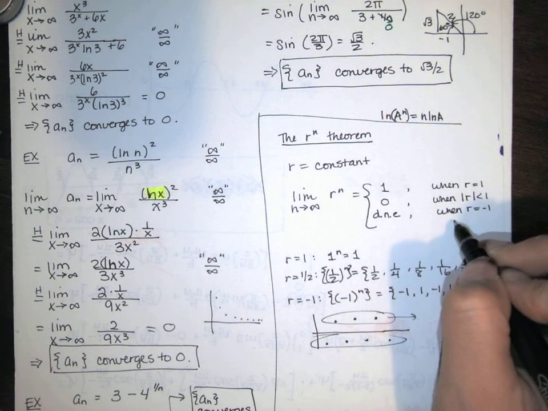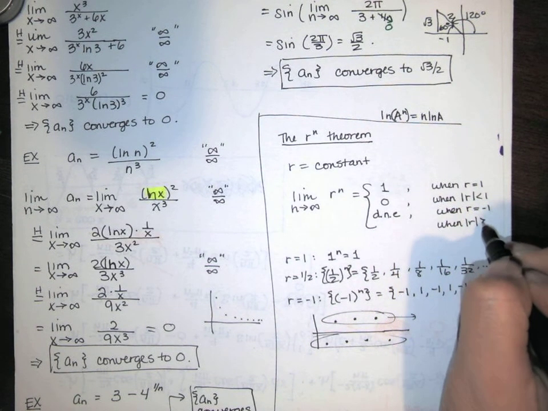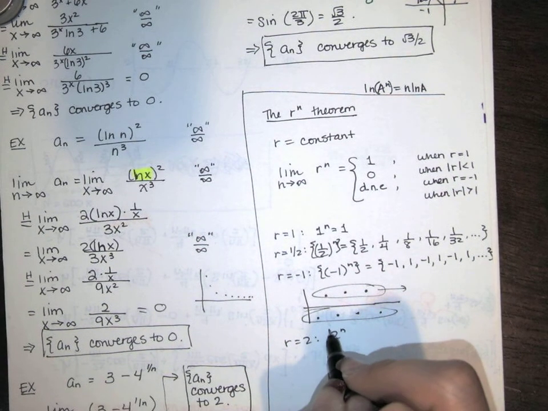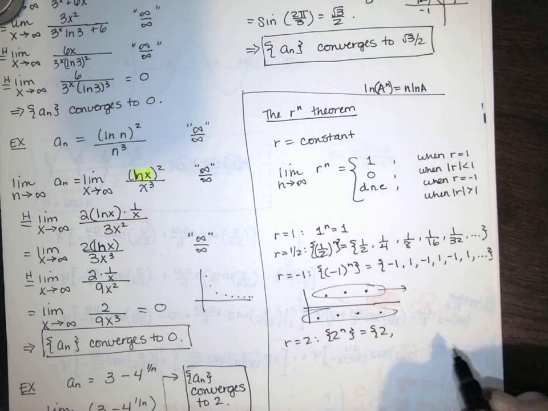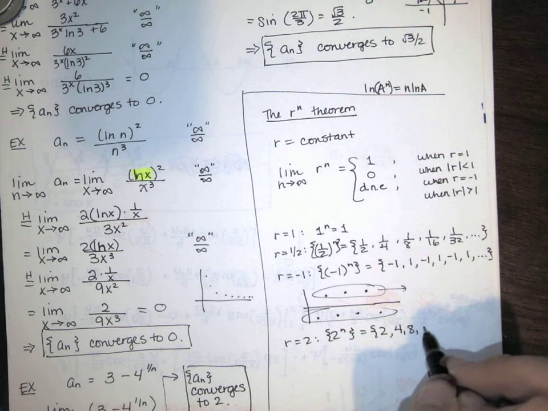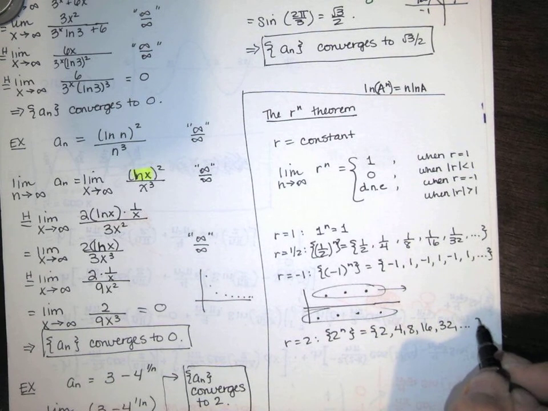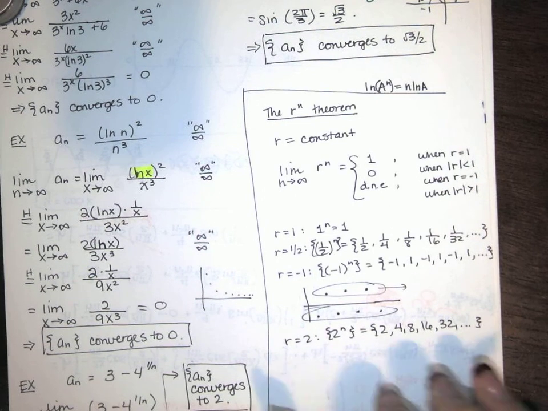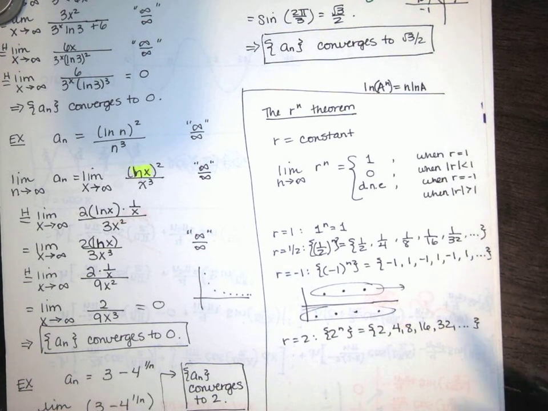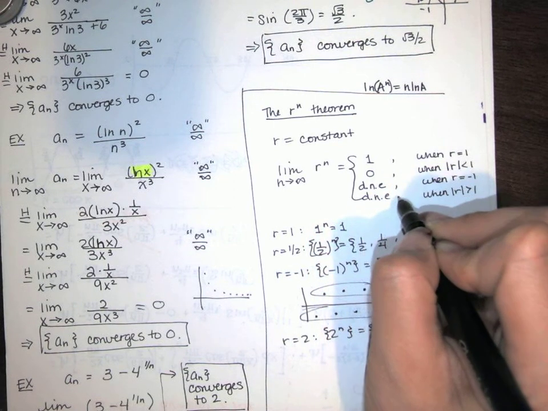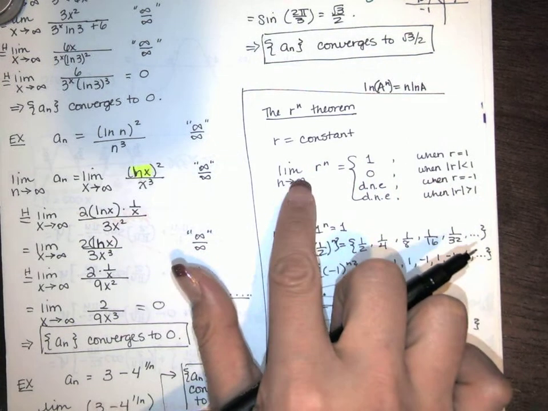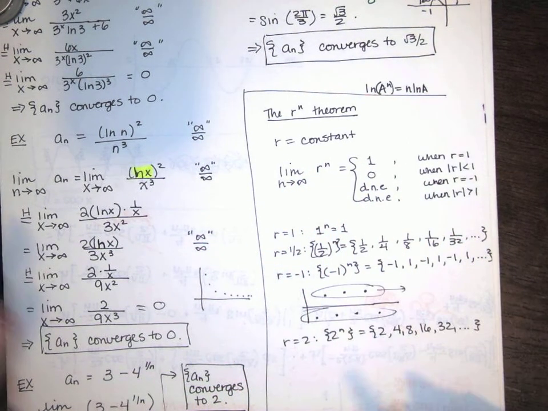And if the absolute value of r is greater than 1, I think you can imagine what happens. If r equals 2, let's say we've got 2 to the n, that's our sequence. I've got 2, and then I double it to get 4, and then I double it to get 8, and I double that to get 16, and double that to get 32, and I just keep going. It's just getting larger and larger and larger. So this doesn't exist in a special way. The limit's going to be infinite. But I'm just going to write dne right here.